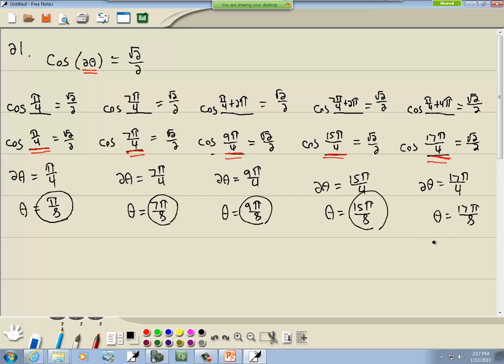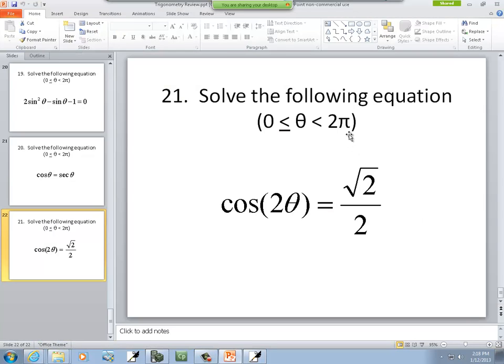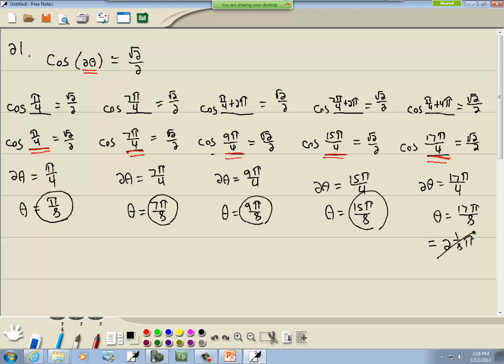17 pi over 8, that's equal to 2 1/8 pi. That's gone past 2 pi. Remember, our original problem said between 0 and 2 pi. So this one's gone past 2 pi, so we can't use that one. So our only answers are these ones right here. So those are our 4 answers.